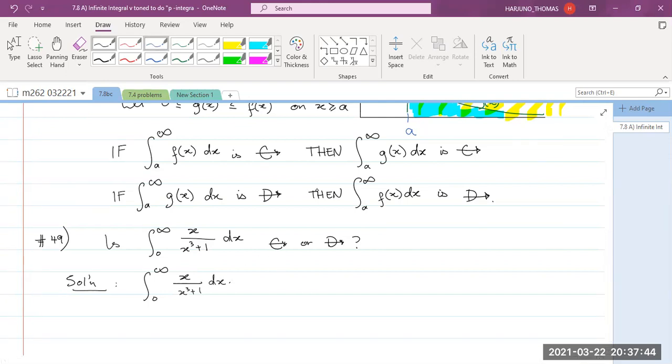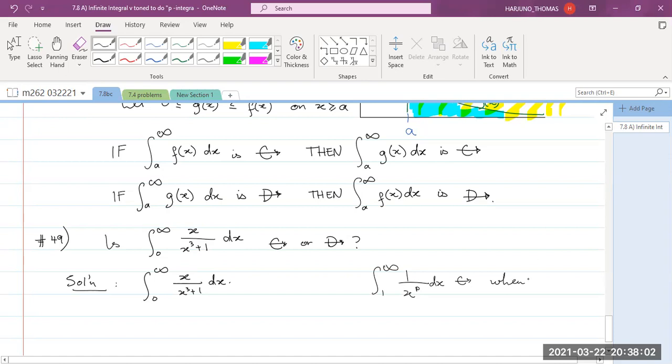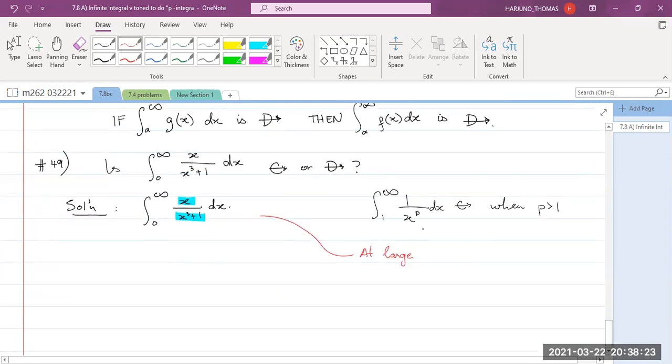Now, the reason I asked you to memorize that p-integral is the following. The integral from 1 to infinity of 1 over x to the p dx is convergent when p is greater than 1, right? Okay, now you see that the degrees on the top and the bottom differ by 2. So what I want to say is that at large x, the behavior of x over x cubed plus 1 will be very similar to 1 over x squared.